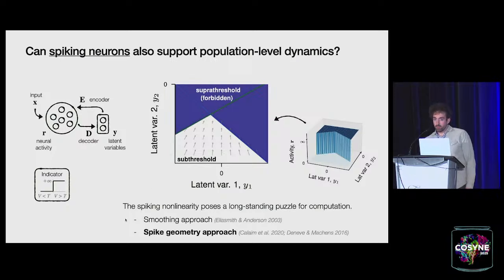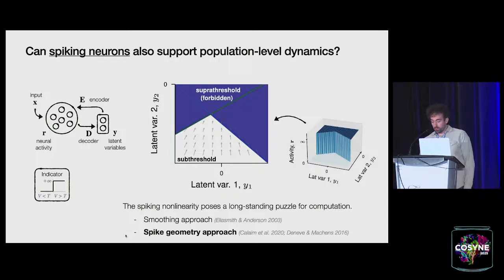Of course, there's been a lot of great work in dealing with this, and I would say the most common approach is a smoothing approach, where you take this difficult nonlinearity, smooth it into rate dynamics, and then work with that, right? But I would argue that that's kind of throwing the baby out with the bathwater a bit, right? Because then you're removing the actual spiking dynamics from the picture and assuming that the spiking neurons are following rate dynamics.